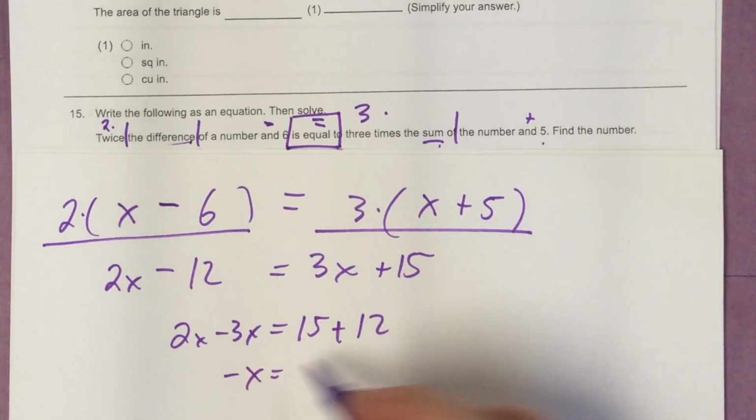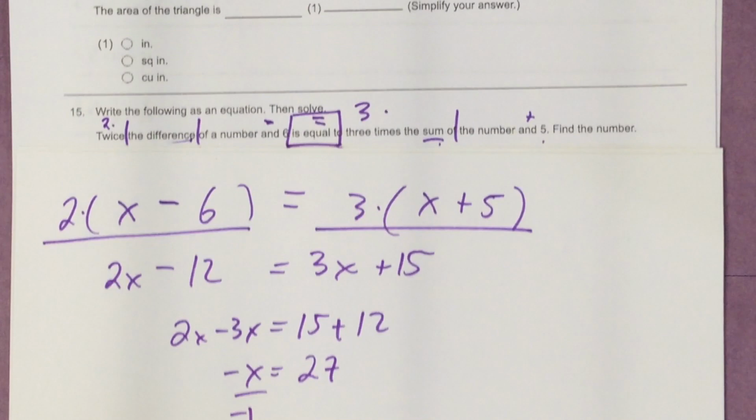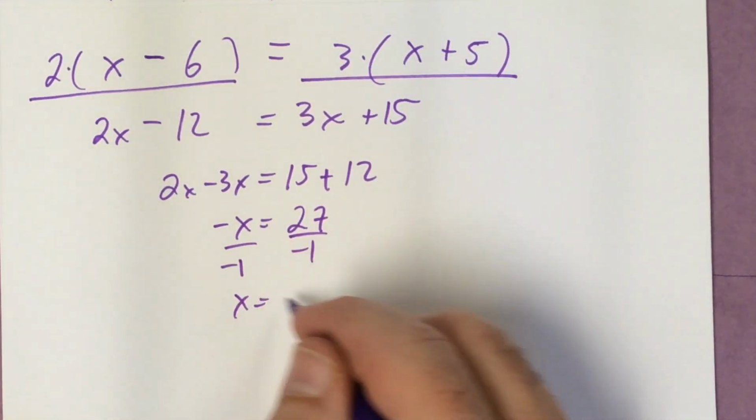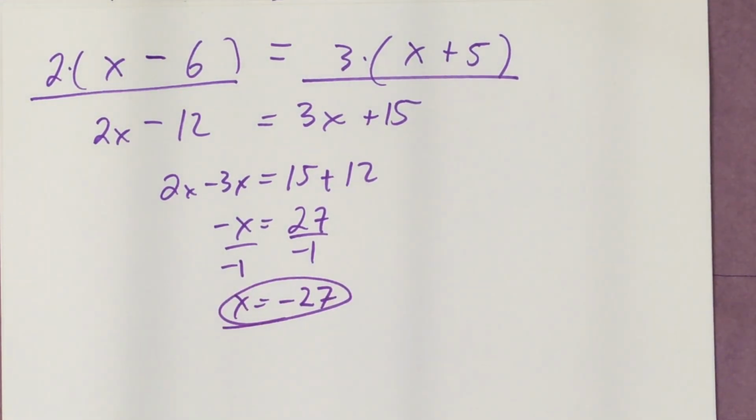That'll give me negative x is equal to, let's see, 15 plus 12, that's 27. Or if I divide by negative 1, make sure people can see that. Yep, okay. I'm going to have x is equal to negative 27. And that should be my final answer to question 15.